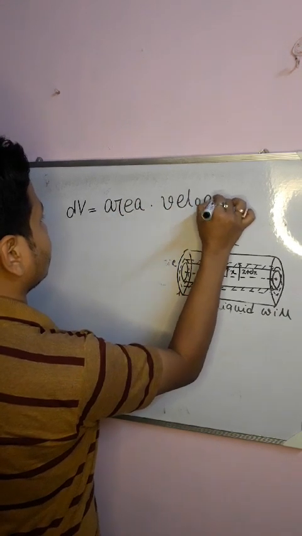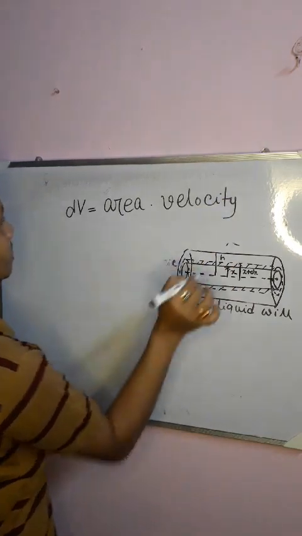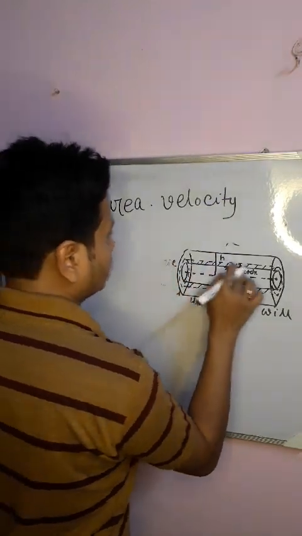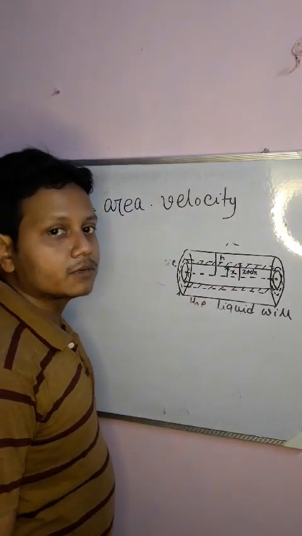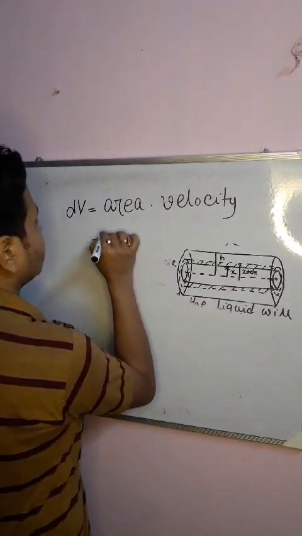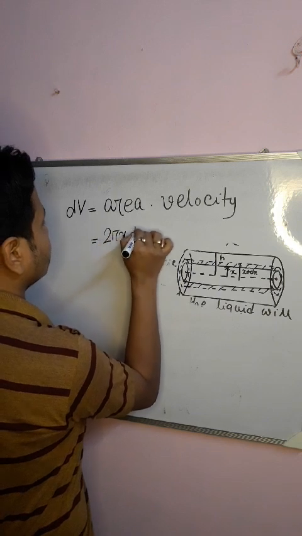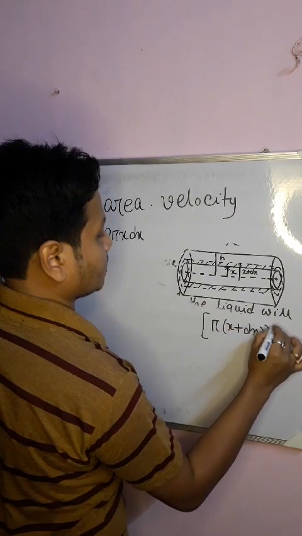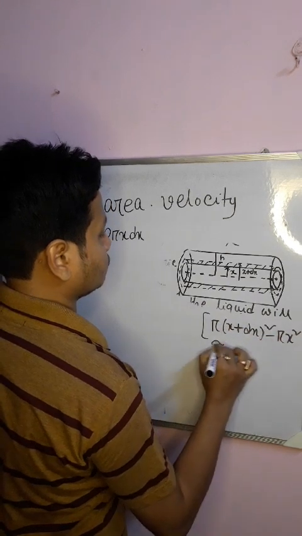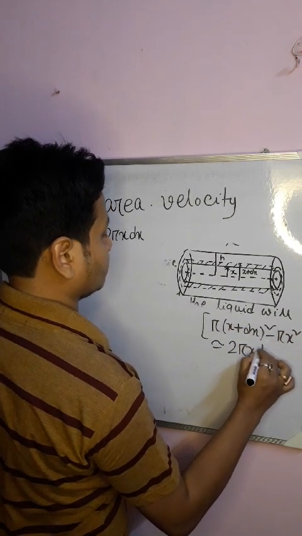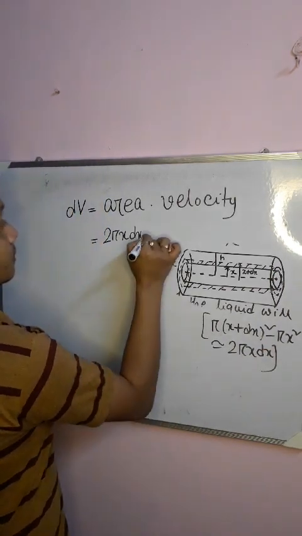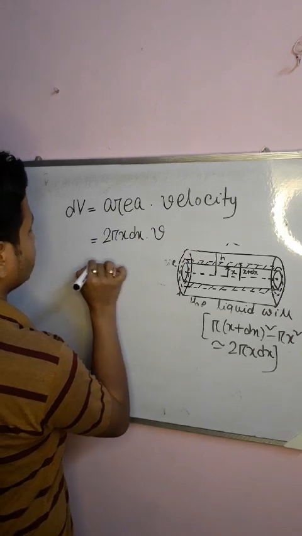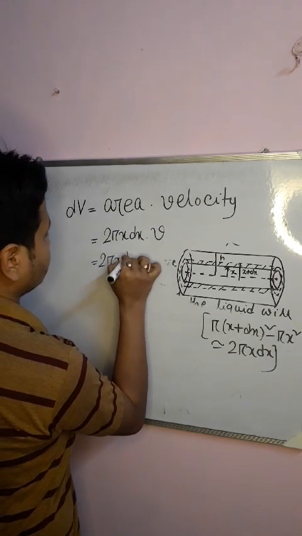Area multiplied by velocity, that is per unit time. What will be the area of the annular region between the cylinders of radius x and x plus dx? We all know, it is pi into (x plus dx) square minus pi x square, which gives 2 pi x dx. So what will be my velocity? This. So 2 pi x dx.